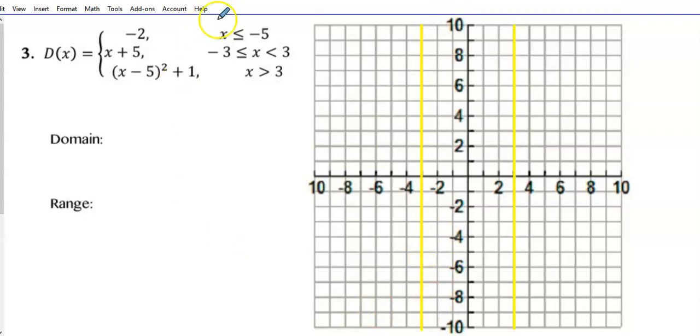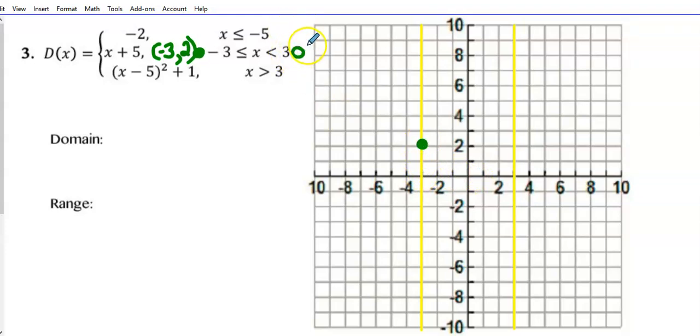Let's do green. My first point is the -3. I have my equals here, so I'm going to have a closed circle somewhere on that -3 yellow line. And then I'm going to have an open circle on the +3 yellow line. How do I know where it's going to be on that line? I make an ordered pair with -3. Plug it in right here. -3 plus 5 is 2. So my closed circle is at -3, 2. So let's do that. -3, 2, closed circle.